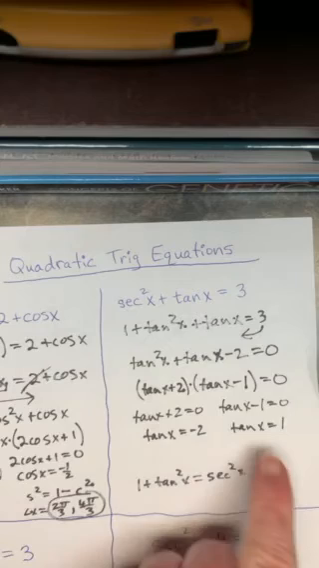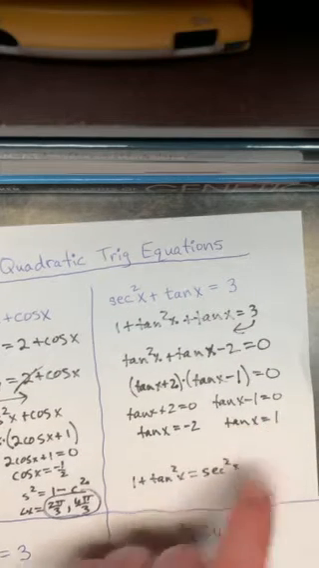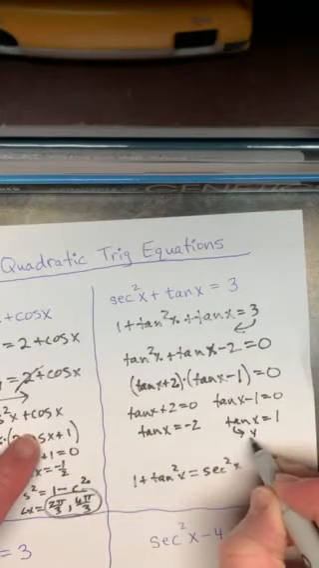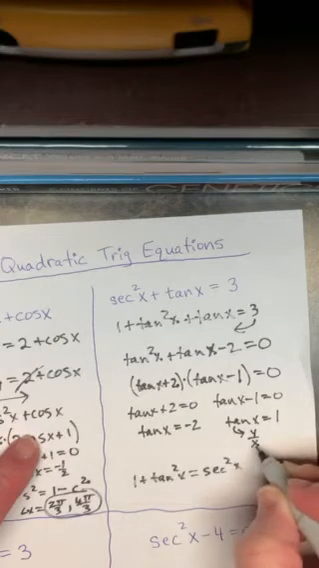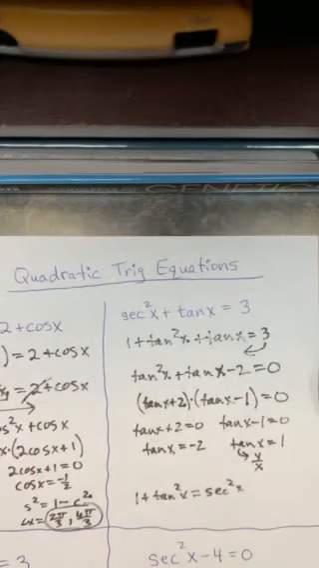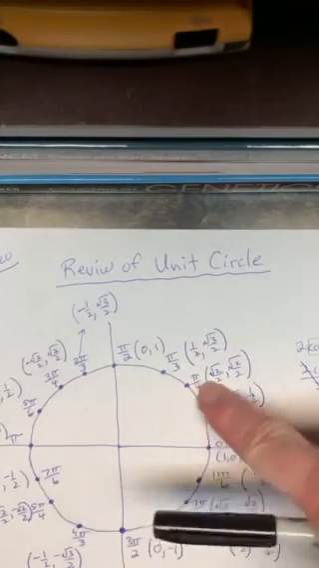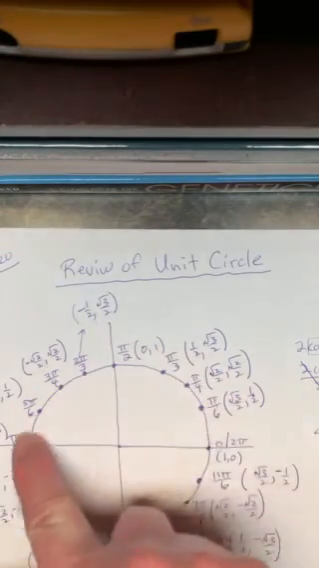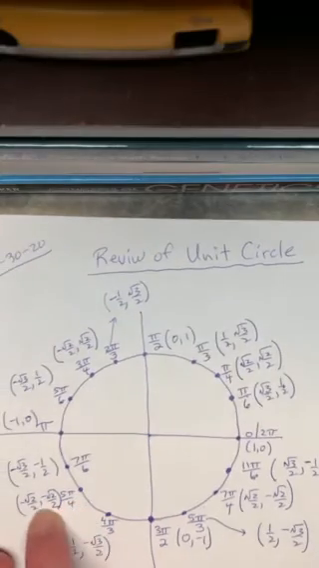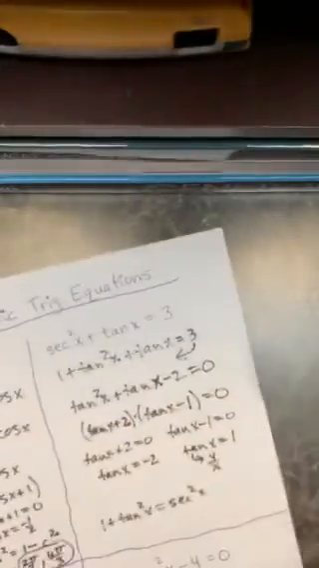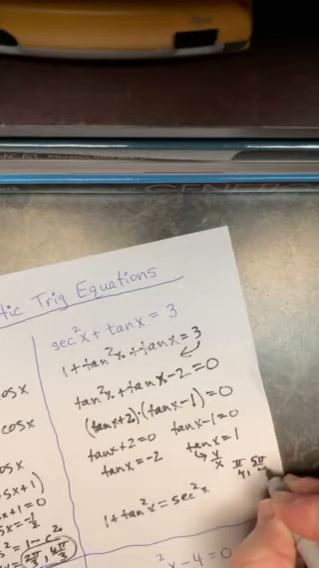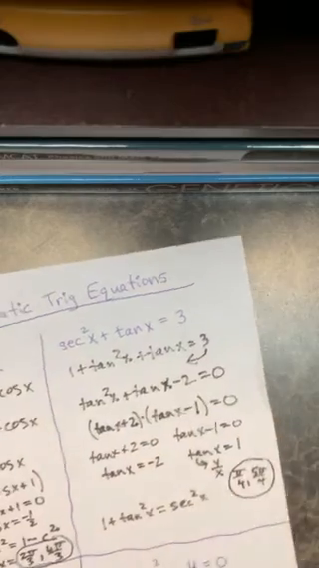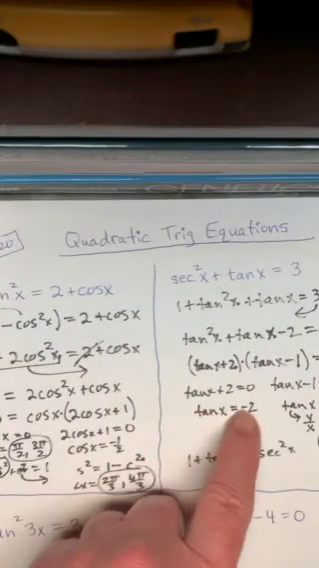Now I know tangent equals 1, because remember tan is always y over x. It's sine over cosine. So when are the y and the x coordinates exactly the same? That happens at pi over 4 and right here at 5 pi over 4. So my answers are pi over 4 and 5 pi over 4. Now the question becomes, when does tan equal -2?